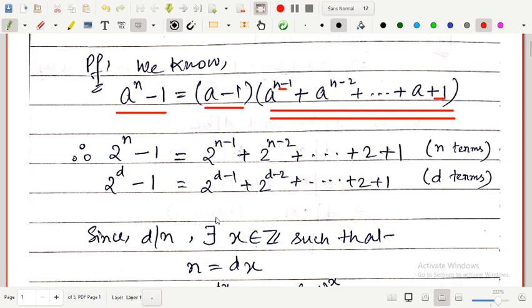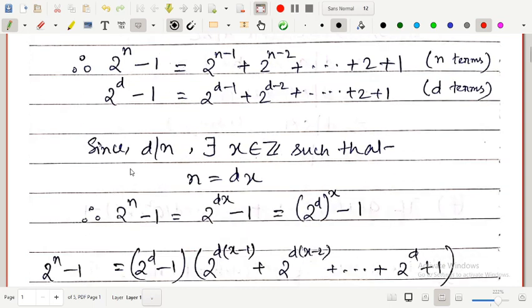Now, since d divides n, it is given in the question that d divides n, and therefore there exists x belonging to the set of integers Z such that n equals dx. Because d divides n, n can be written as a multiple of d. So we have written n equal to dx, where x belongs to the set of integers.